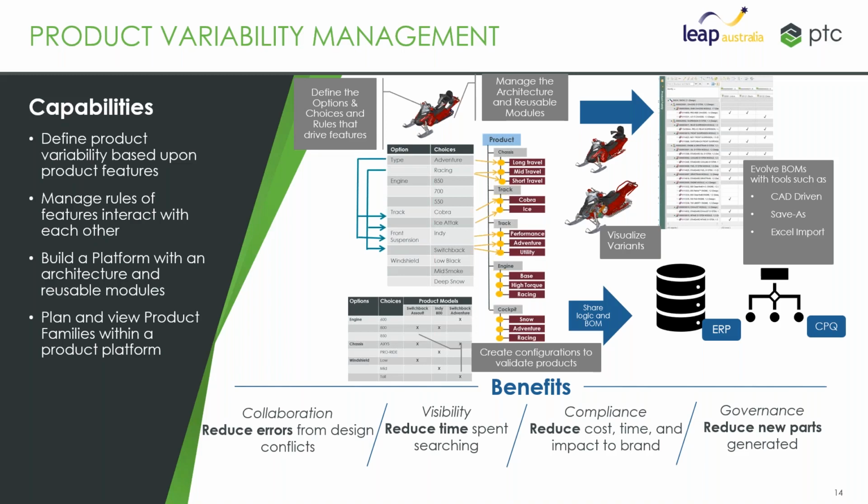Okay, so this is quite common. You don't just produce one thing. In the snowmobile example, it's part of a family of products, and we need to manage all of that. Okay, and that can get very complex over time, but Windchill gives us the tools to manage that.